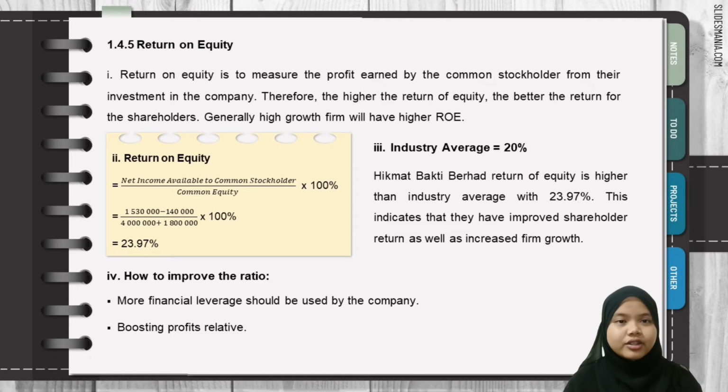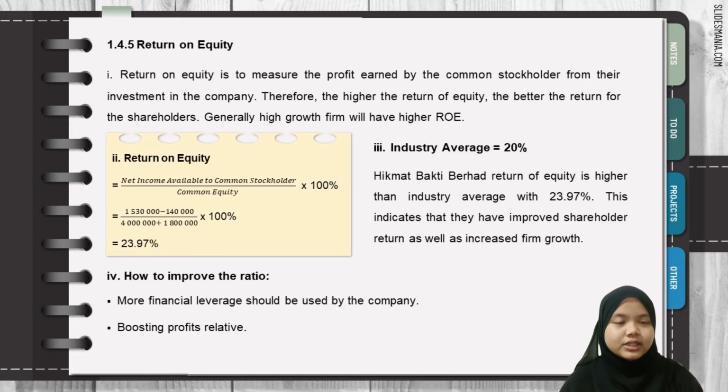The last one is return on equity. Return on equity measures the profit earned by the common stockholders from their investment in the company. The formula for return on equity is net income available to common stockholders divided by common equity times 100%, which is 1,390,000 divided by 5,800,000 times 100% equals 23.97%.